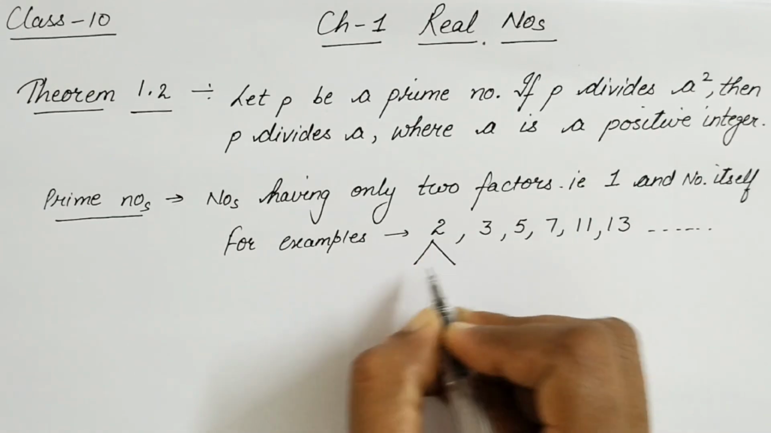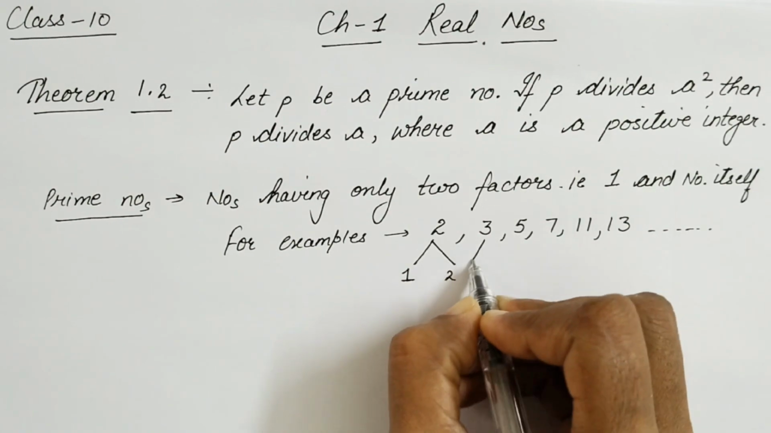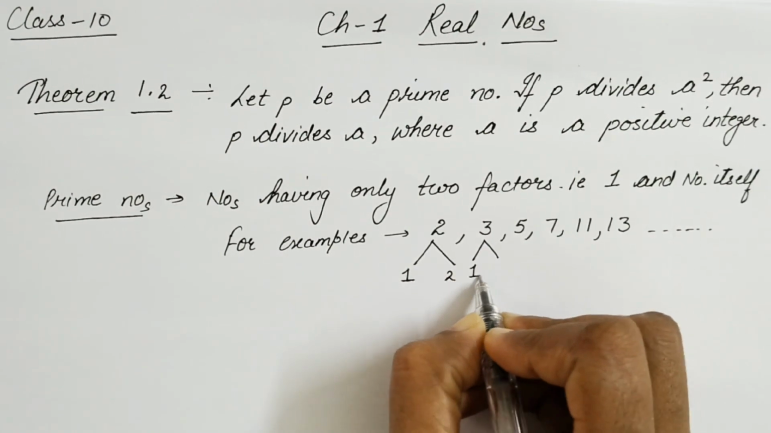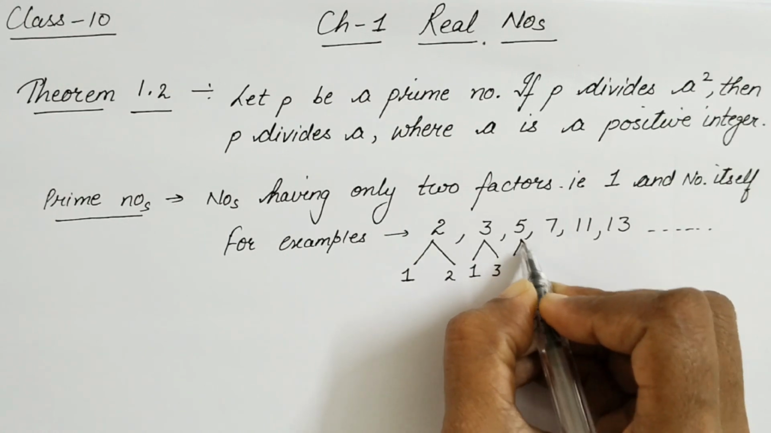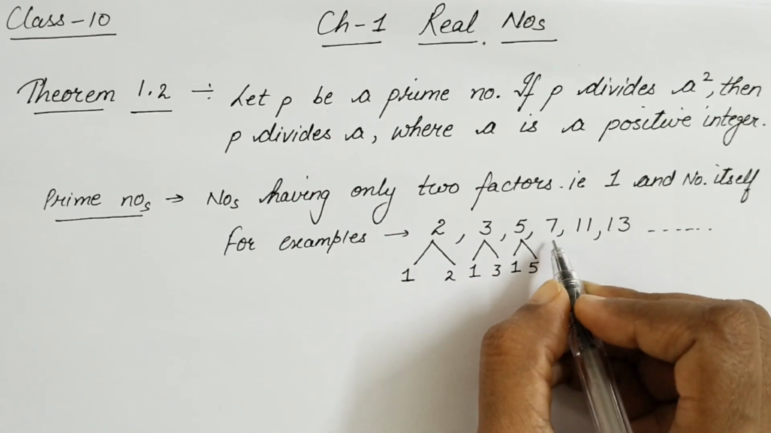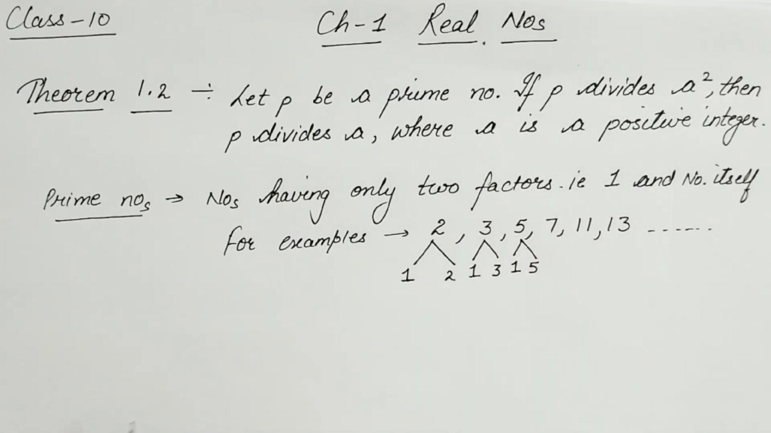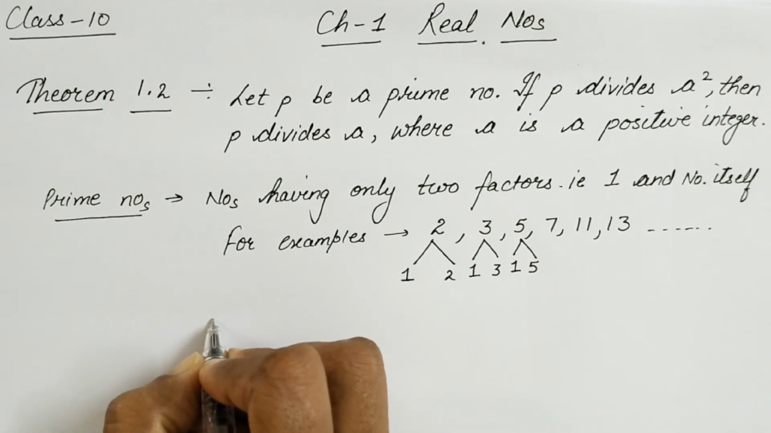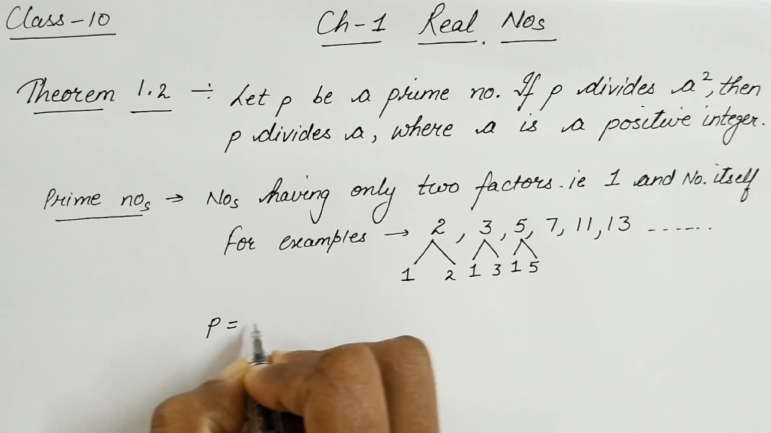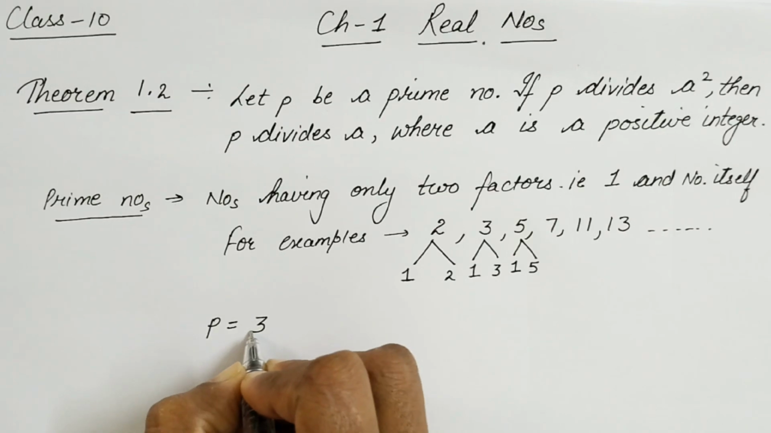You can see here that 2 is divisible by only 1 and 2. 3 is divisible by only 1 and 3. 5 is divisible by only 1 and 5. Similarly, 7 is divisible by 1 and 7, like this. So they are saying let P be a prime number. I'm taking, for example, you can take any prime number. I'm taking 3 for example.